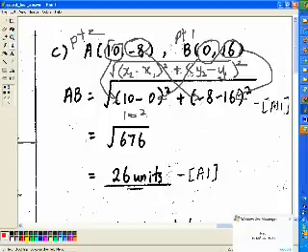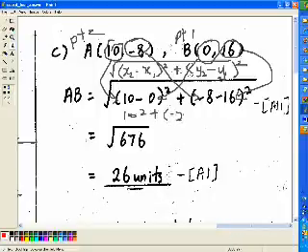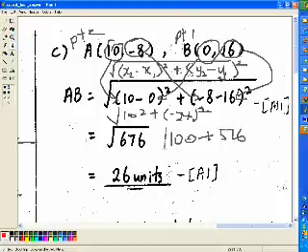Negative 8 minus 16 will give you negative 24 square. Okay, remember there's still the square root. So if you do this, you'll find that this will become 100 plus 576. And that's how they get 676 and then 26 units.